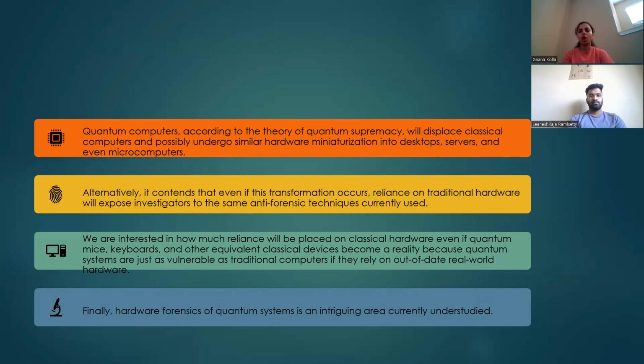We are interested in how much reliance will be placed on classical hardware, even if quantum keyboards and other classical devices become a reality, because quantum systems are just as vulnerable as traditional computers if they rely on out-of-date real-world hardware. Finally, hardware forensics of quantum systems is an intriguing area currently understudied.